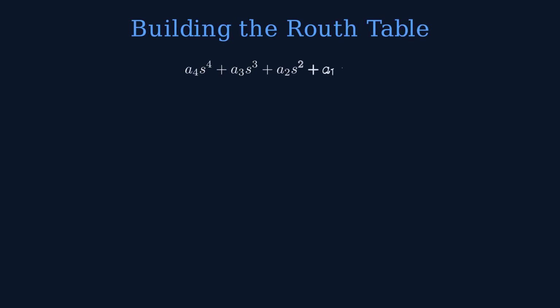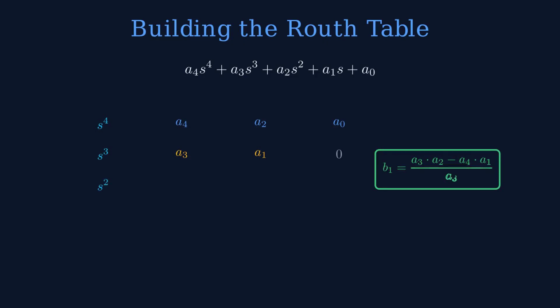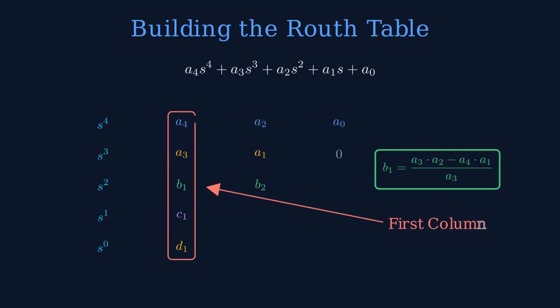The remaining rows are computed using a cross-multiplication formula. For each entry, we take the element above and to the left, multiply it by the element diagonally above and to the right. Then subtract the reverse diagonal product and divide by the element above and to the left. This pattern repeats row by row until we reach the s to the 0 row. Each row has one fewer element than the previous row, until the last row has a single entry.